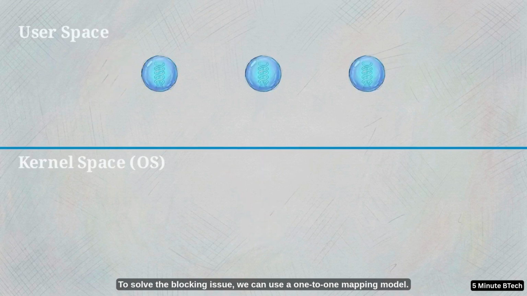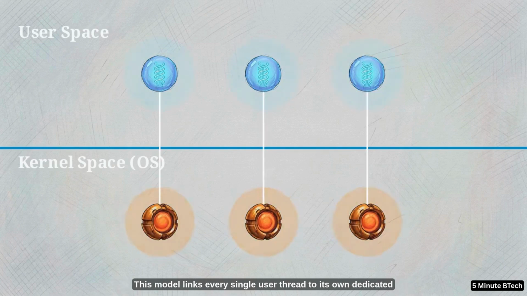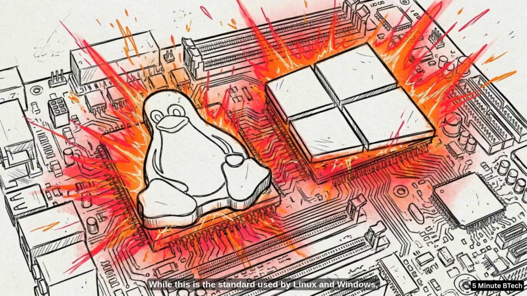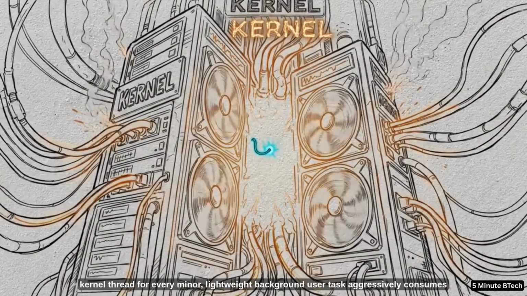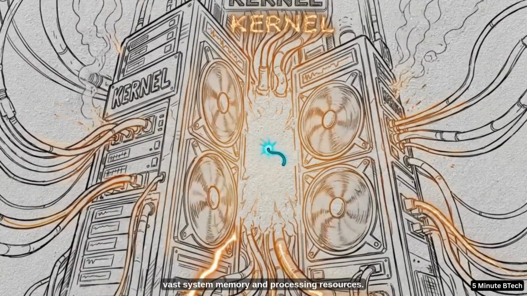To solve the blocking issue, we can use a one-to-one mapping model. This model links every single user thread to its own dedicated OS thread. Parallelism is guaranteed. If one thread stalls, the others continue uninterrupted. While this is the standard used by Linux and Windows, it leaves a heavy footprint. Spawning a heavy, resource-intensive kernel thread for every minor, lightweight background user task aggressively consumes vast system memory and processing resources.